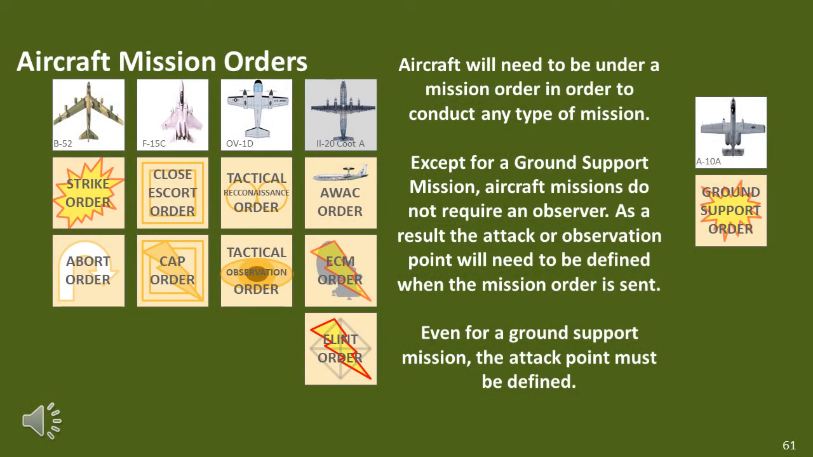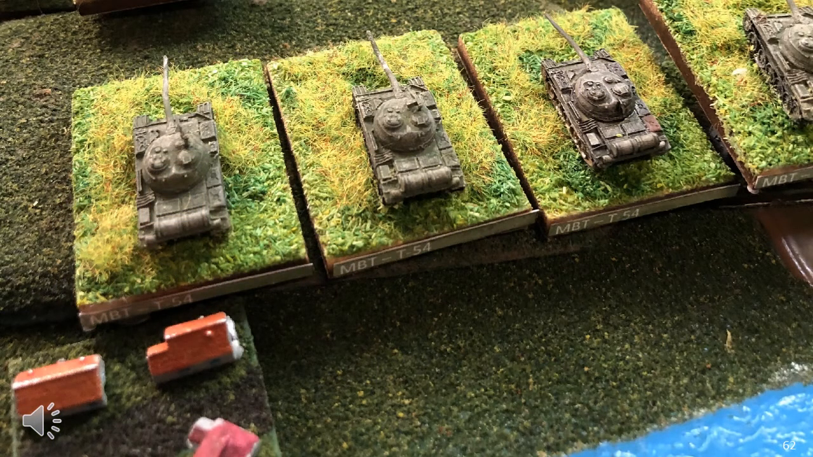An aircraft flight must be under an aircraft mission order if it wishes to conduct any form of activity. Aircraft mission orders are either set before the game begins or during the phasing aircraft operational subphase. Except for tactical strike missions, they are executed the following game turn during the anti-aircraft and air attack subphase. Except for a ground support mission, aircraft missions do not require an observer. As a result, the attack or observation point will need to be defined when the mission order is set.